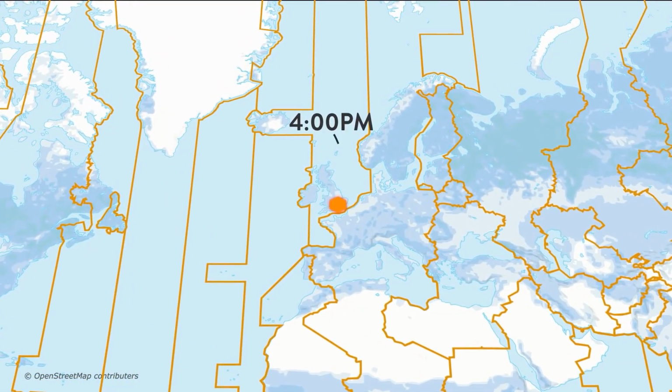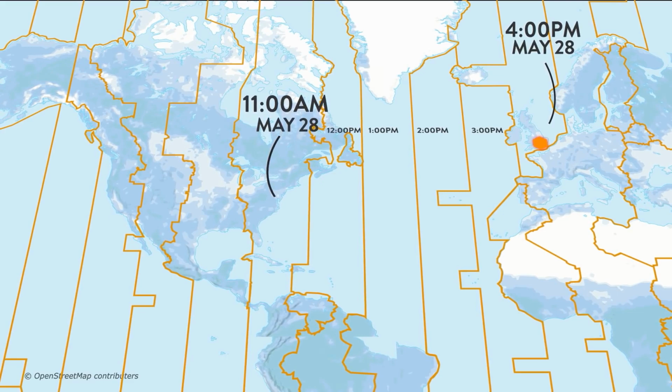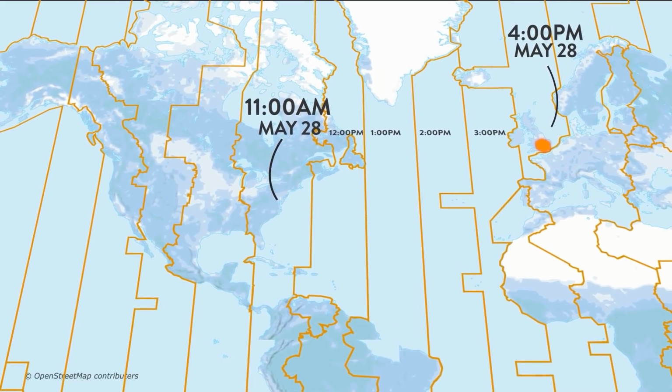Okay, so let's use this as an example. Let's say it's 4 p.m. on May 28th at the Royal Observatory in Greenwich. But if you head across the ocean to Washington, D.C., it's 11 a.m. on the same day. And if you head further west to Seattle or Portland, it's 8 a.m.